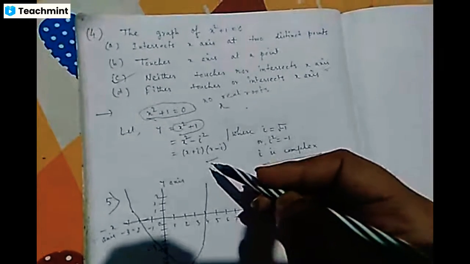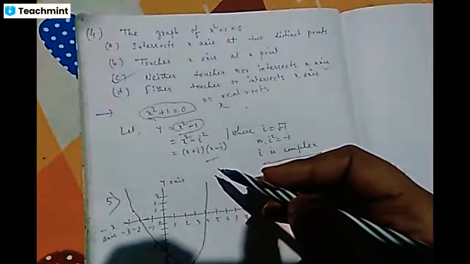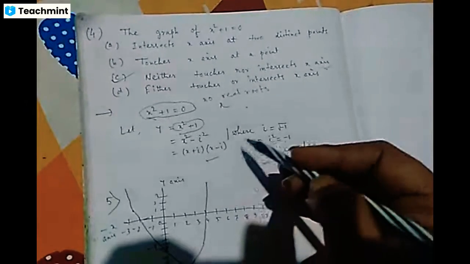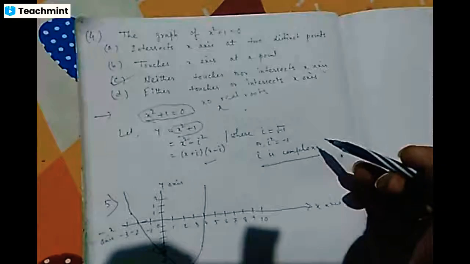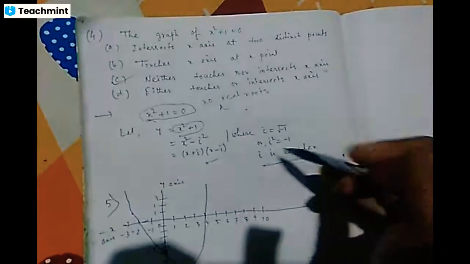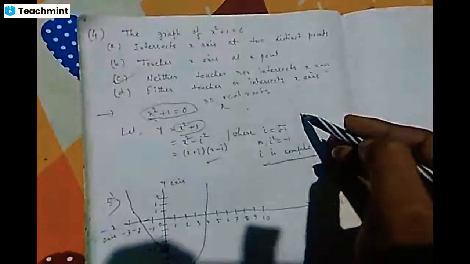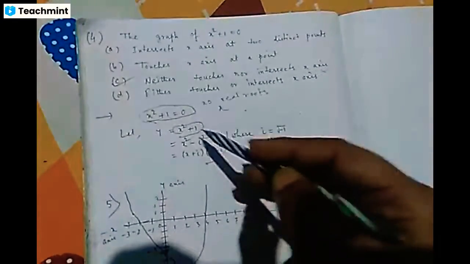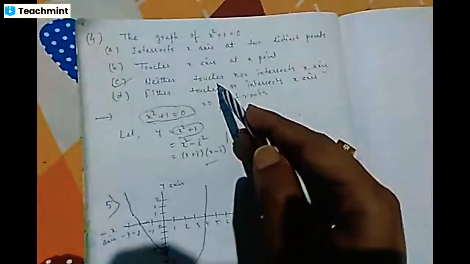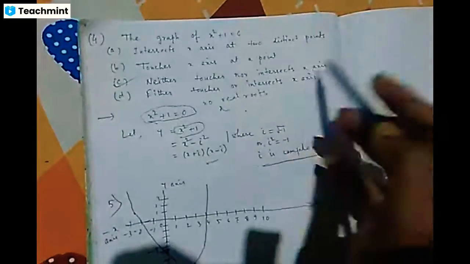if you solve it in the complex plane, its value will be different. So in the real plane, it does not have any. This graph cannot touch the x-axis, nor intersect the x-axis.